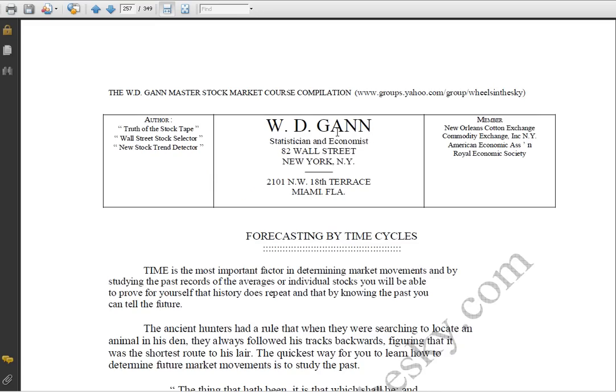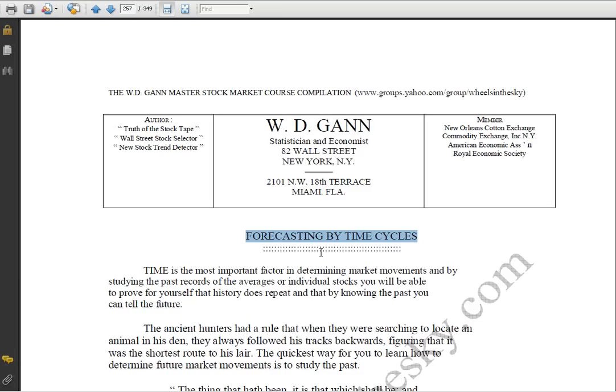Now we're at Chapter 9, which he calls forecasting by time cycles. Listen to what he states. Time is the most important factor in determining market movements, and by studying the past records of the averages or individual stocks, you will be able to prove for yourself that history does repeat, and that by knowing the past you can tell the future. Time is the most important factor. And this is in the section forecasting by time cycles.